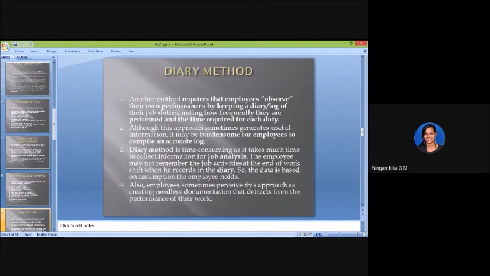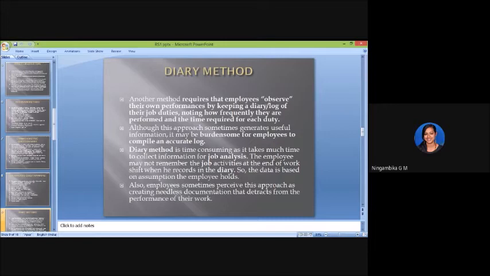And the next one is the diary method. So what is the diary method? The diary method is also pretty similar to observation. It says that another method requires employees to observe their own performance by keeping a diary or a log of their job duties. In many organizations, most corporate people try to maintain a diary. They try to track what they have done, what the deadline is to complete a particular project, and what responsibilities they are going to perform.